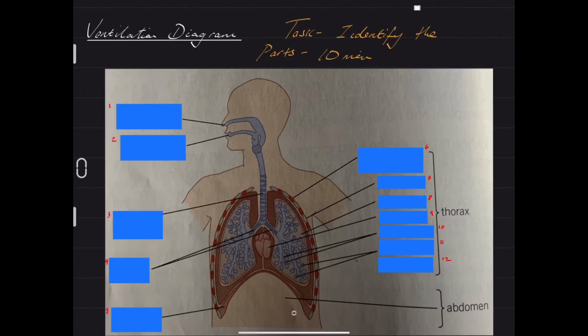And I would like you to create a list and upload that onto Teams so I can check that. So identify the parts that have been highlighted in blue here, and could you put the correct number as you label the diagram and send it over on Teams. So take 10 minutes to look at this diagram and try and put a correct label for each blue box.